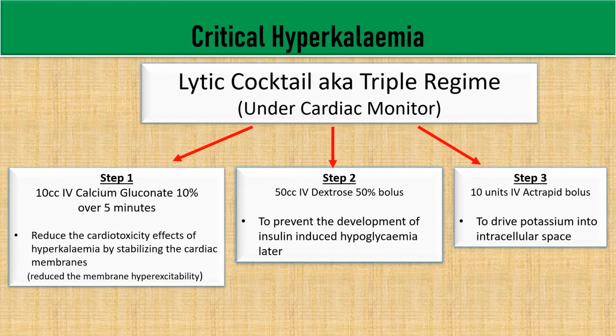Lastly, we give 10 units of IV insulin as a bolus, which acts by driving the potassium into the intracellular space. As you can see, the lytic cocktail doesn't actually eliminate potassium from the patient's body. What it does is provide more time before a more definite treatment can be instituted, like hemodialysis, or it may work if the patient has only very mild renal impairment. Hence, most of the time, patients with very advanced renal disease will require more than one round of this lytic cocktail, because its effects can sometimes be quite unpredictable.